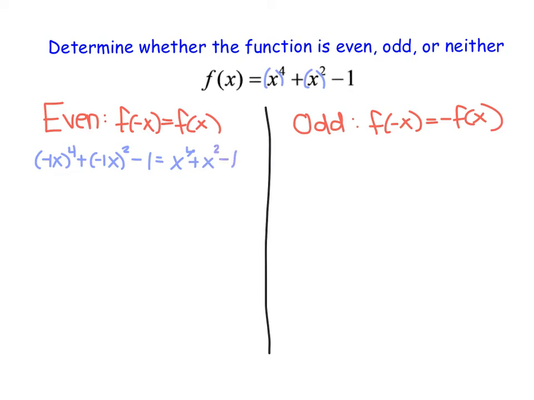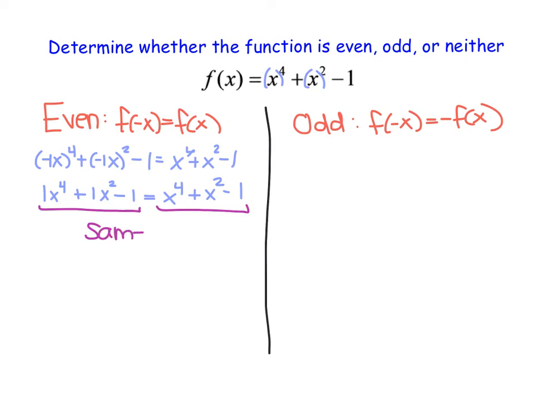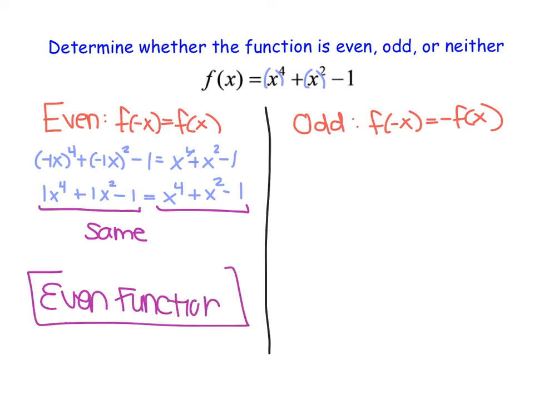Here I know that -1 to the power of 4, because it's an even power, is going to result in 1x to the 4th. I also know that -1 to the power of 2, because that's an even power, is going to result in a positive 1, and then x squared minus 1. When I look here, after I apply that horizontal reflection, I notice that these two sides of the equation are exactly the same. So I can see that this is in fact an even function and is symmetrical around the y-axis.